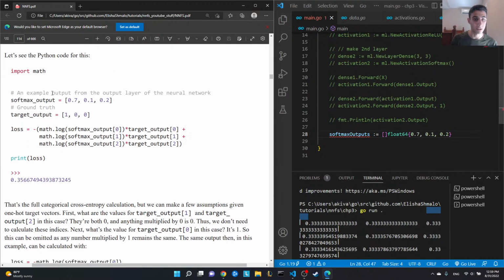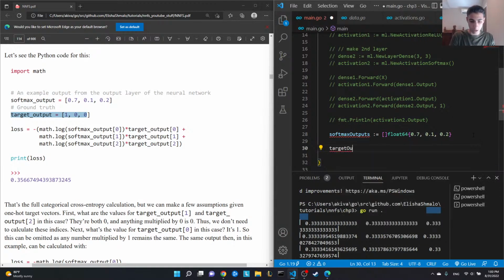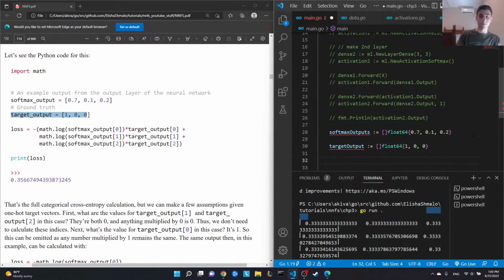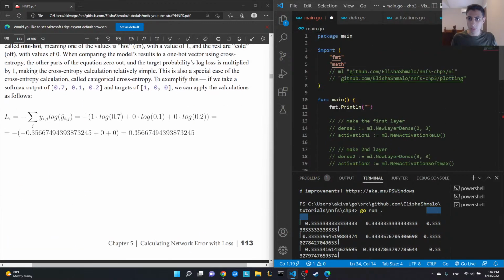Okay, so now he's going to code it for the first time. So let's also code it, and let's follow along. He has target output, which he has set to that. So let's see, target output equals, and this is going to be something very similar, float 64, 1, 0, 0. And now let's see, loss equals, parentheses, and let's make this negative. You cannot forget the negative. The negative is crucial. So this is going to be math, and you're going to have to import math above, as you can see over here, math.